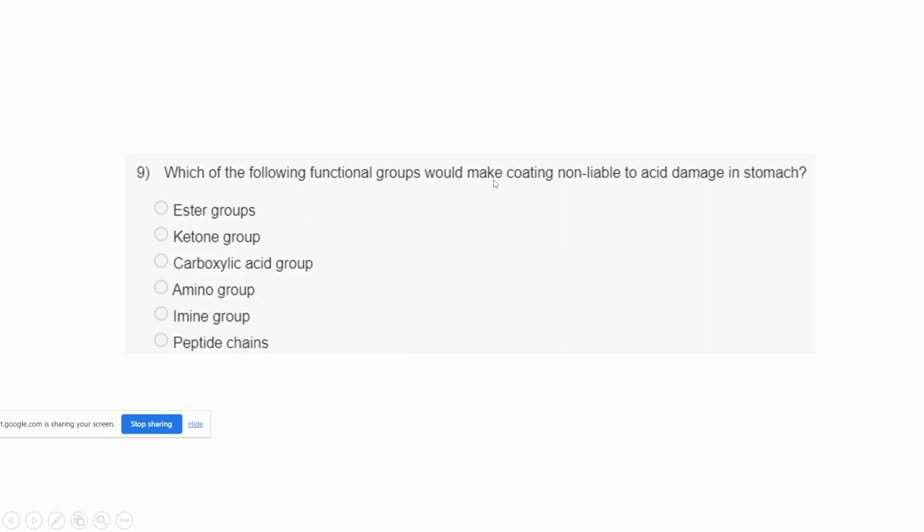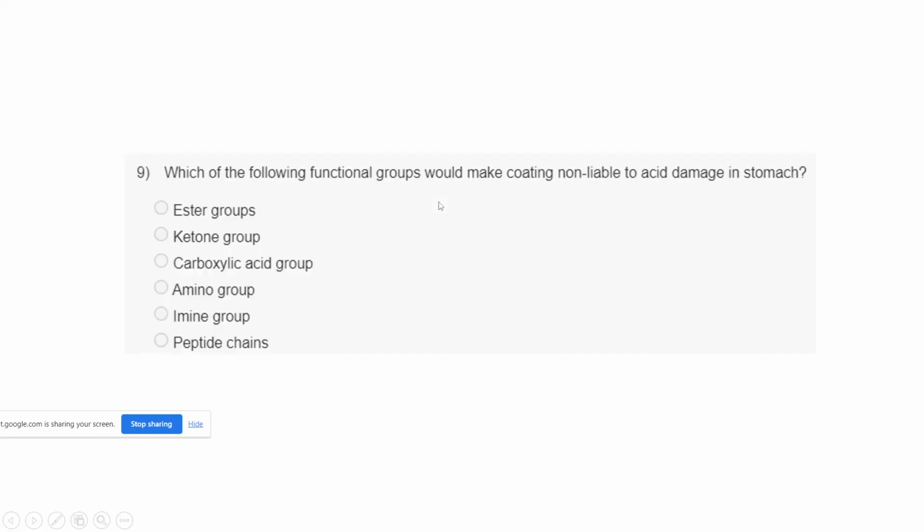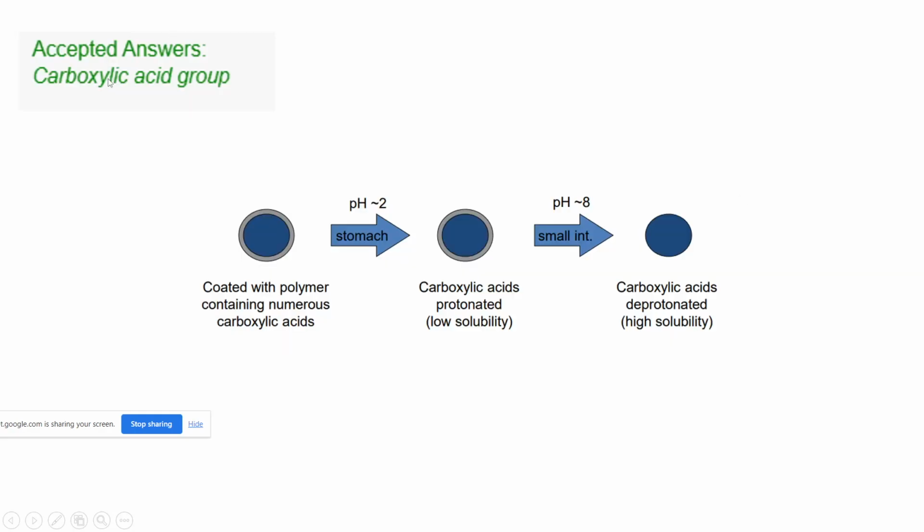Which of the following functional groups would make a coating non-labile to acid damage in the stomach? The correct option would be carboxylic acid groups. These carboxylic acid groups at low pH are protonated, so they have low solubility, but at high pH, such as in the small intestine, they are deprotonated and highly soluble. So the enteric coating, the non-labile acid damage coating, can be made of carboxylic acid groups.